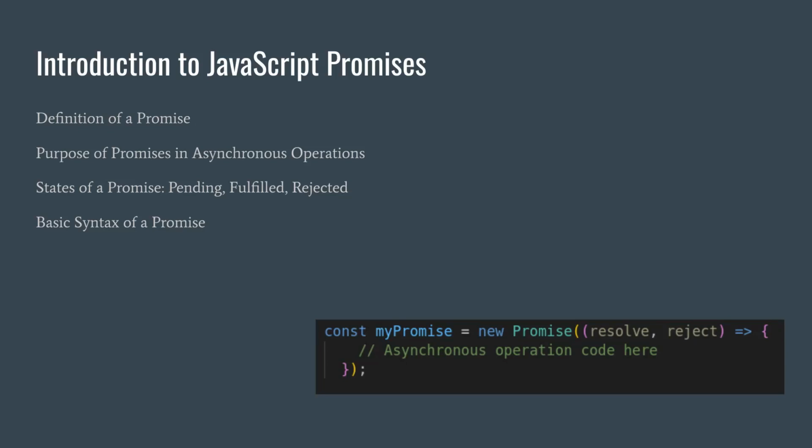Promises have three states: pending, which is the initial state to begin with, and another state is fulfilled, which is the state it is in when the operation completes successfully, and rejected is a third state when the operation fails. So if you look at this code example, you can see the basic structure of a promise, and we will delve into this in detail as we progress.